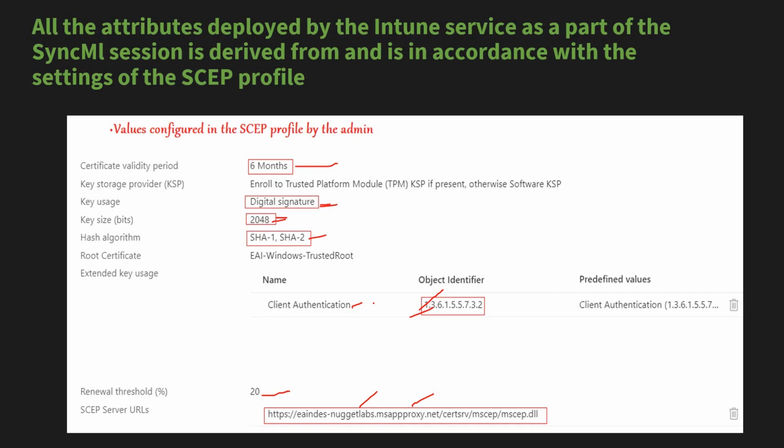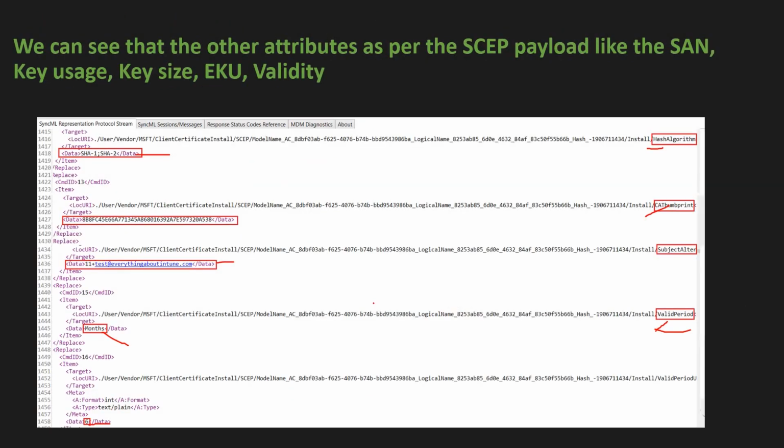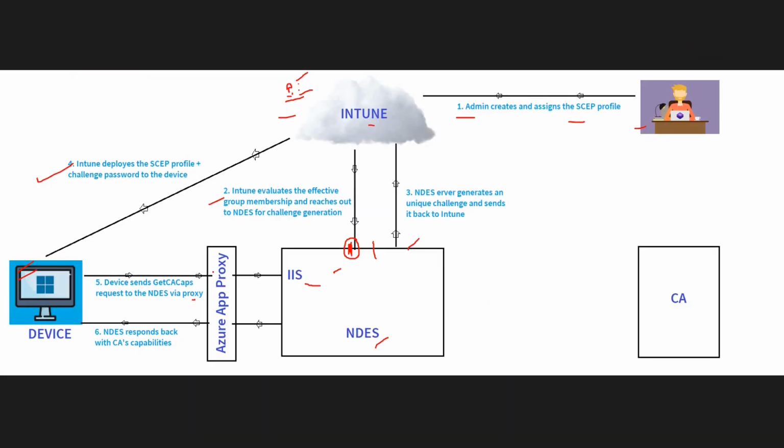All this information is going to be there in the SyncML trace when we are receiving the profile from the Intune service. So now coming back to the diagram, we have seen step 4, wherein the device has received the profile P1, which contained everything that was configured in the profile, and in addition it contains the challenge password as well. Now let's see step 5.